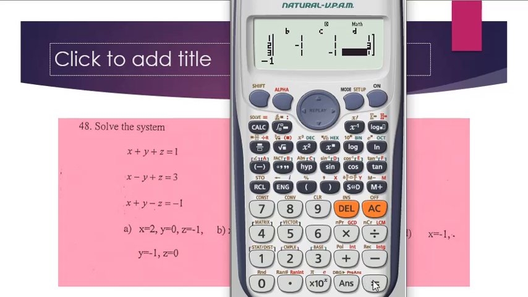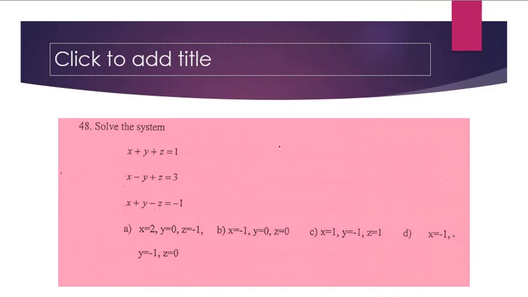Right, so let's see our final answer. So we have 1, minus 1, and 1. So we have x, y, and z values: 1, minus 1, and 1. So most definitely you could notice that C is the final answer. So we have 1, minus 1, and 1. Right, so let's proceed to the next question.